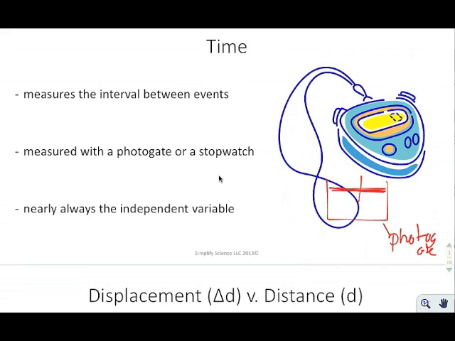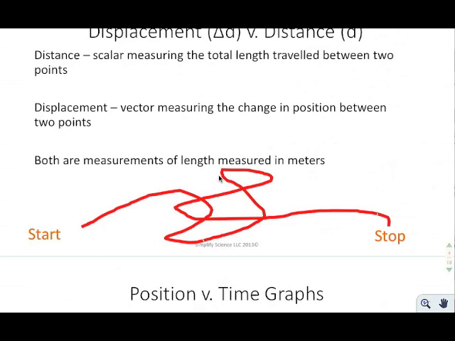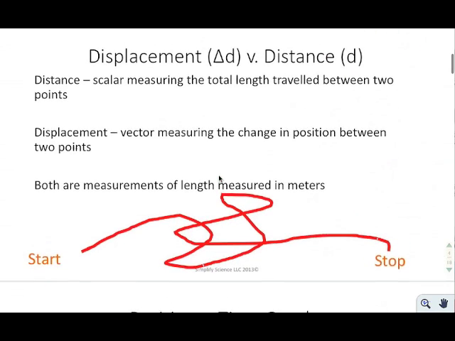Now, time is almost always the independent variable, which means it's going to go on the x-axis. The reason for that is time doesn't really depend on anything at this point. So, you need to be able to say that time is going to be on the x-axis unless there's some sort of strange occurrence.